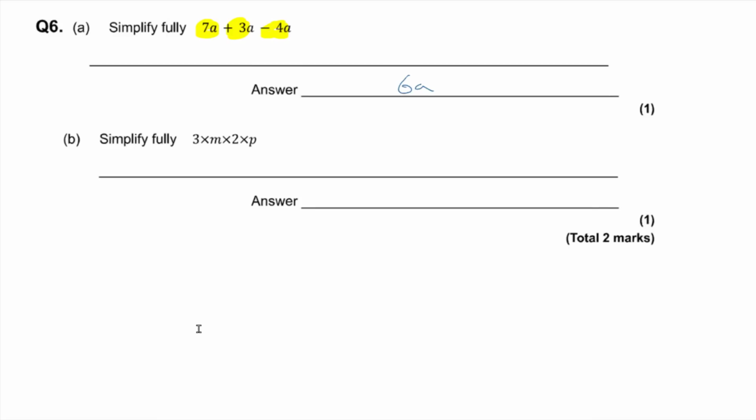Simplify fully 3 times m times 2 times p. So we've got two numbers, we've got an m, and we've got a p. If they're the same, we can multiply them together. If they're not the same, we just push them up against each other in the final answer. So the 3 times 2, that gives me 6. And then I've just got an m by itself, so I'm going to write m. And I've just got a p by itself, so I'm going to write p. Okay, so the final answer is 6mp.